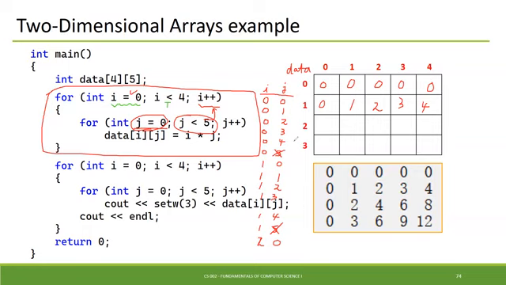So this is just each cell. Each cell will have the result of multiplication of row and column. 2 times 0 is 0, 2 times 1, 2 times 2, 2 times 3, and 2 times 4. It's the same for 3 times 0, 3 times 1, 3 times 2, 3 times 3, 3 times 4. So in this for loop, I just fill the array by multiplying i times j.